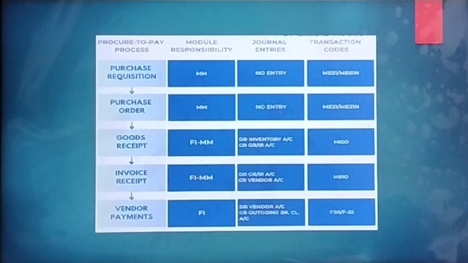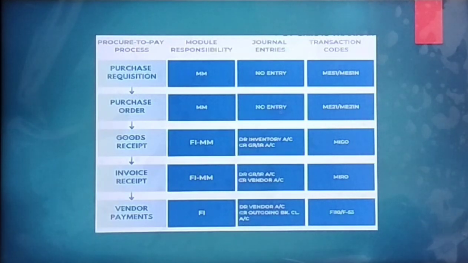Here the FI integration starts. The inventory account, BSX, is debited and the GR/IR account, WRX, is credited. Again, the transaction code is MIGO.